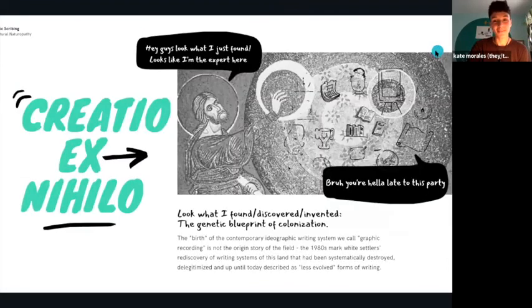So fast forward past 200 years of what we know as colonization and genocide, and my field of practitioners who are writing practitioners are like, we just invented this new visual writing system, which is kind of the hallmark of the genetic blueprint of colonization, right, is to erase something and then come back and claim that you've discovered it.